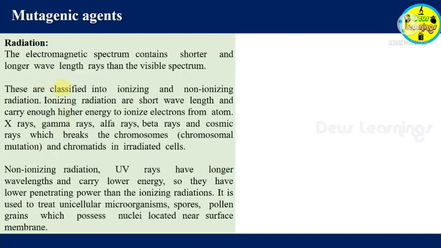Then radiation. Radiation is classified into two types: ionizing radiation and non-ionizing radiation. Ionizing radiations have shorter wavelength and carry enough higher energy to ionize electrons from atoms. Examples: X-ray, gamma ray, alpha ray, beta ray, cosmic rays, which break the chromosomes and cause mutation. Non-ionizing radiation, such as UV rays, has longer wavelength and carries a lower amount of energy, so it has lower penetrating power than ionizing radiation. It is used to treat unicellular microorganisms, spores, and pollen grains, which possess nuclei located near the surface of the membrane.